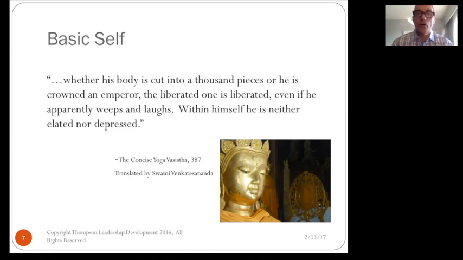shows something about the emotional characteristic of a person with basic self, that they're not flat. They can weep and laugh, but inside there's something stable, something steady. They could be a very emotional person. They could be a very connected person, but there's something subtle inside that's very steady, very stable, very uncaptured, not fluctuating.